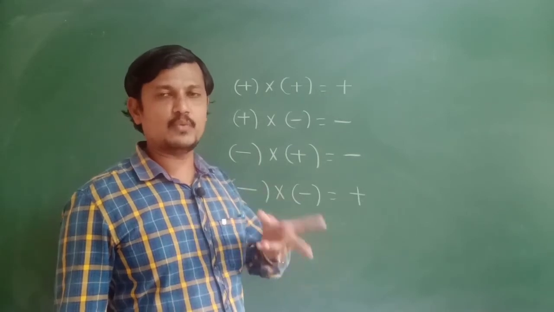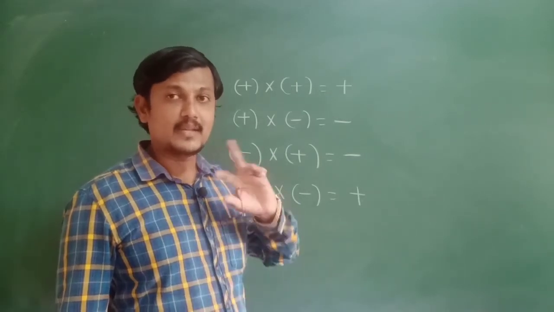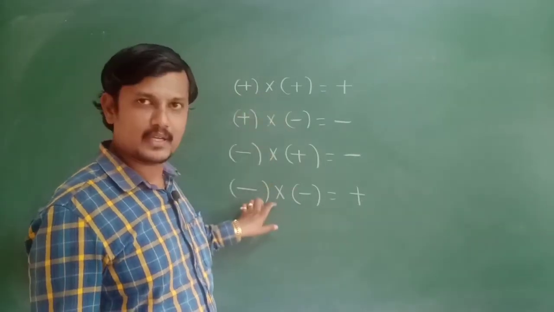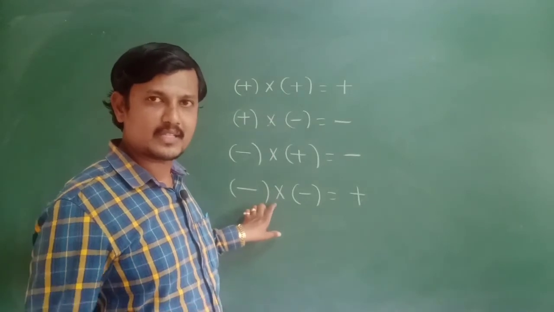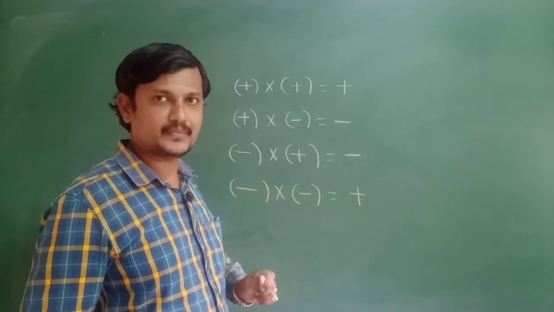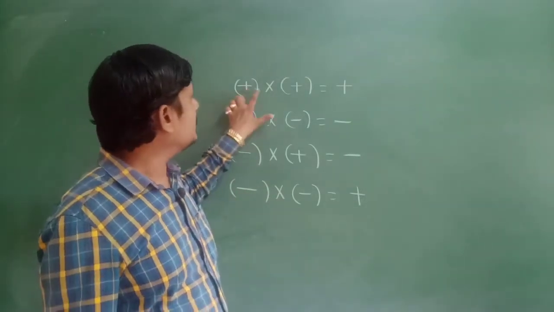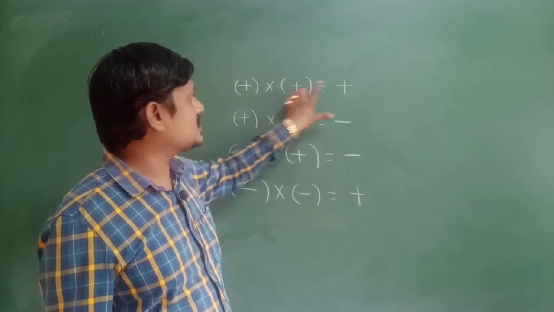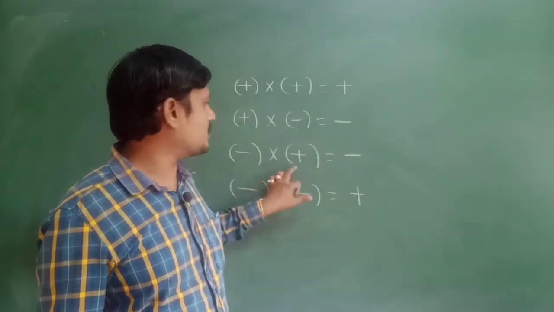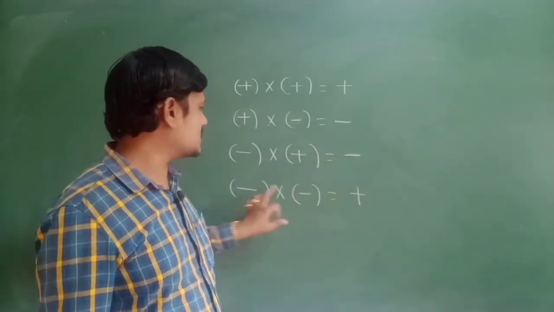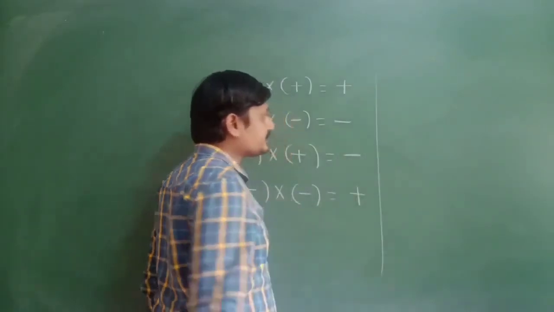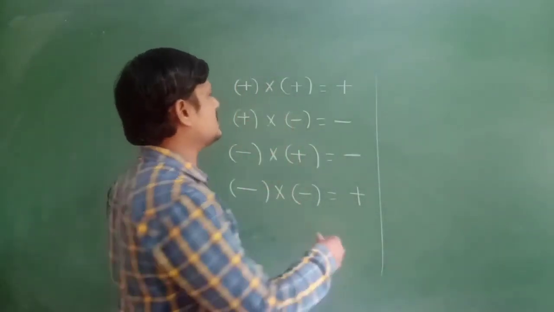If one is positive and one is negative there, it depends upon which is the bigger one. But here multiplication is there, right? In addition or subtraction, we consider the sign of the bigger one. But here, into is there. Plus into plus is plus only. Plus into minus, minus. Minus into plus, minus. Minus into minus, plus. These are the signs.